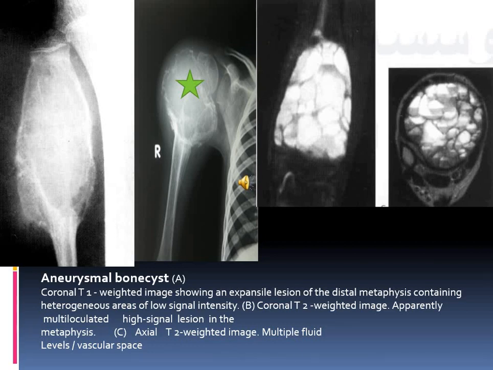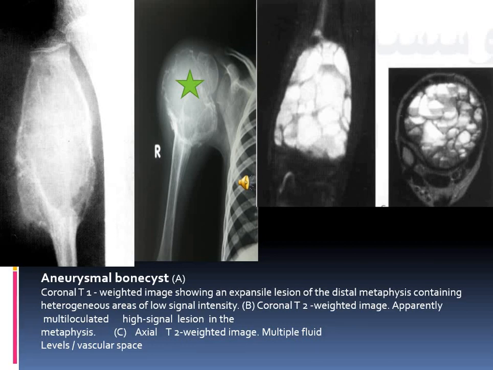Also, on the image on the right side, we can see MRI study done for the lesion, and we can see multiple high signal intensity areas with fluid levels that represent vascular spaces within this lesion. So, in fact, this lesion is a cyst containing vascular spaces, and that's why it appears as a high signal intensity in the MRI. And this type is named the aneurysmal bone cyst.